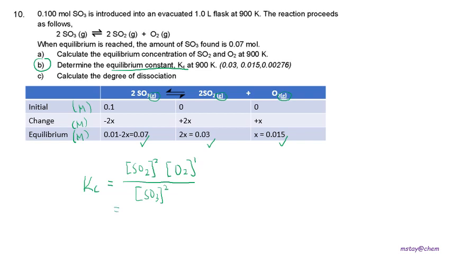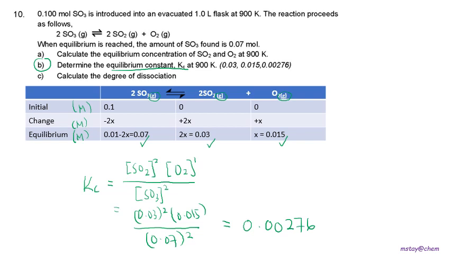So the concentration of SO2 is 0.03 to the power of 2, multiplied with 0.015, and then divided by 0.07 to the power of 2. When you press the calculator, you will get the answer 0.00276. So this is the Kc value for this reaction.